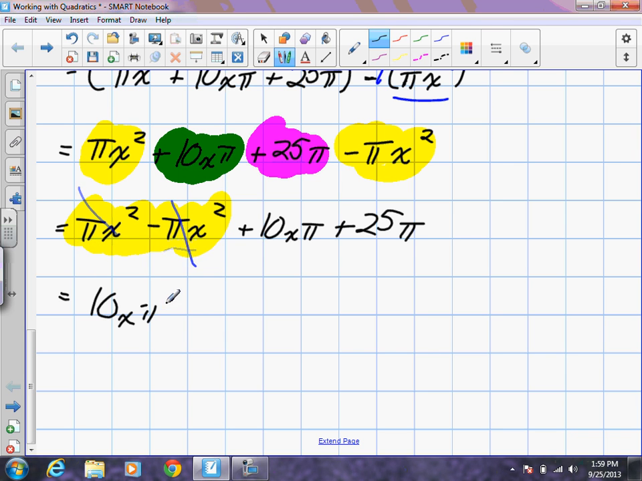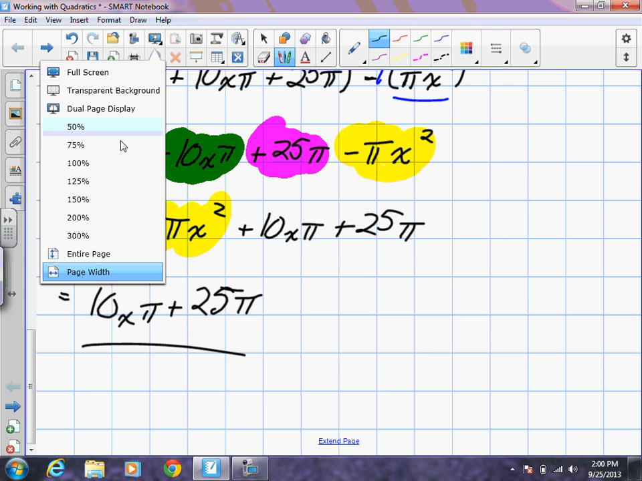So the second pizza was larger by 10x pi plus 25 pi, which isn't exactly a number, but it does give us an answer to how much larger it is.